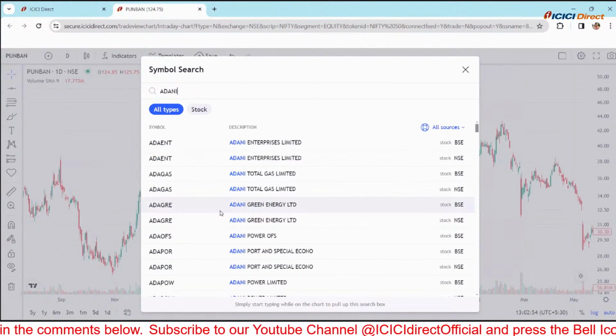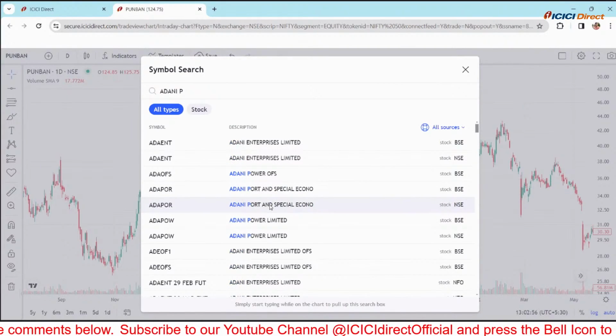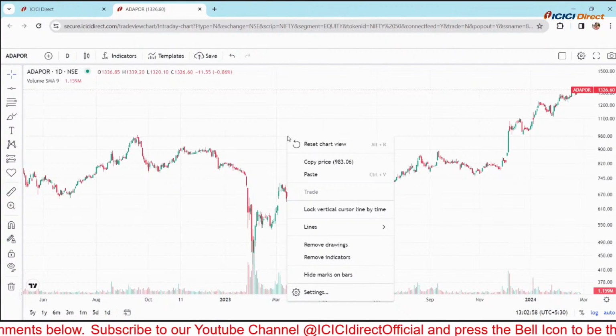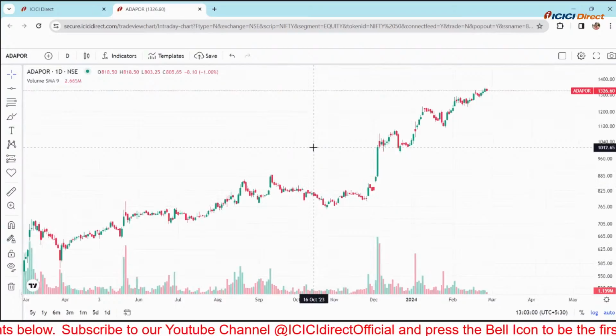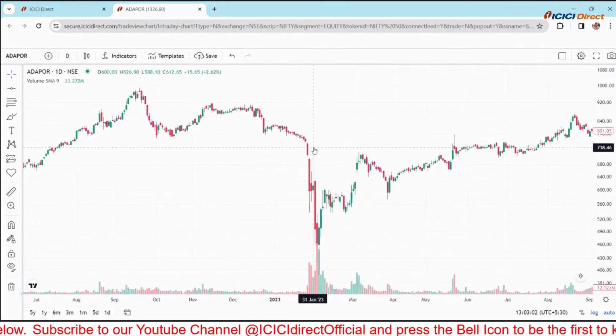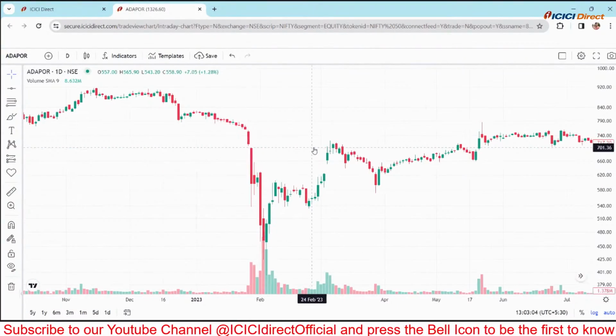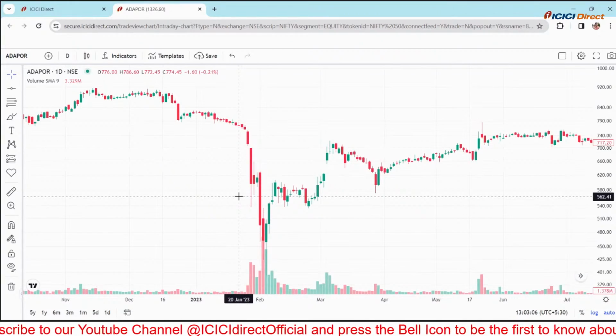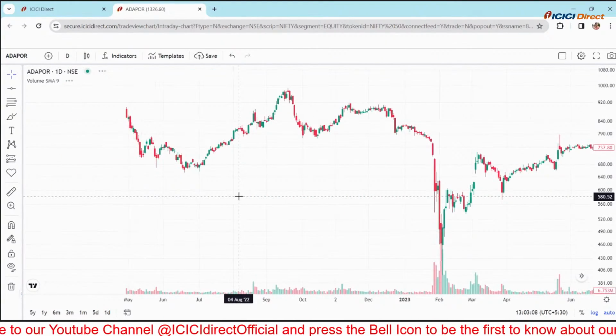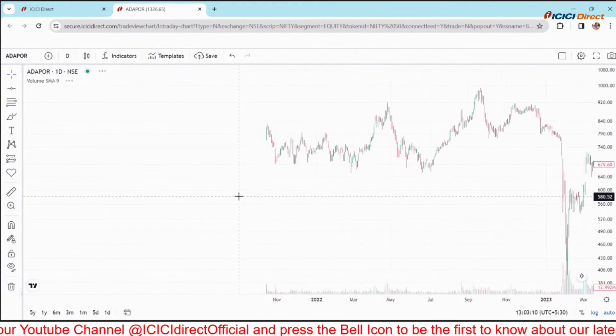Adani Ports. Okay, we need a bullish engulfing, so we'll see. Try to find a downtrend. This was a significant downtrend, but it is not confirming. Let's see when Adani Ports fell.